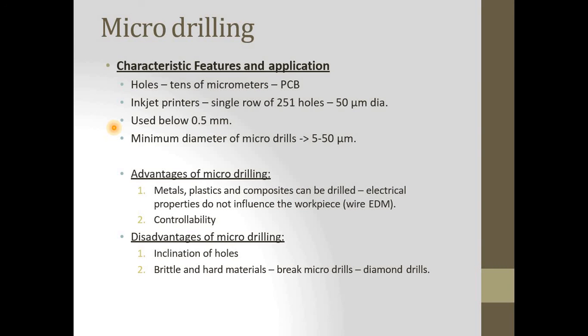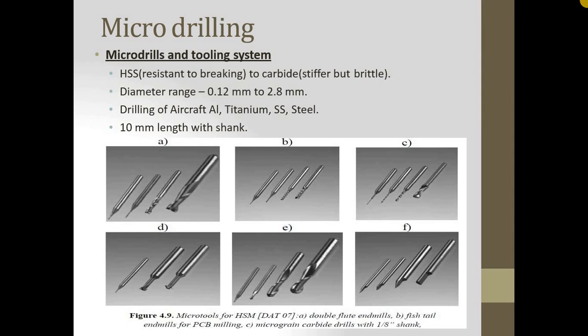the workpiece. Second is controllability. Disadvantages of micro drilling are inclination of holes, and brittle and hard materials break micro drills and Dremel drills, etc. You can see there are different types of drill bits with diameters starting from 0.12 mm to 2.8 mm, made of titanium and SS steel.